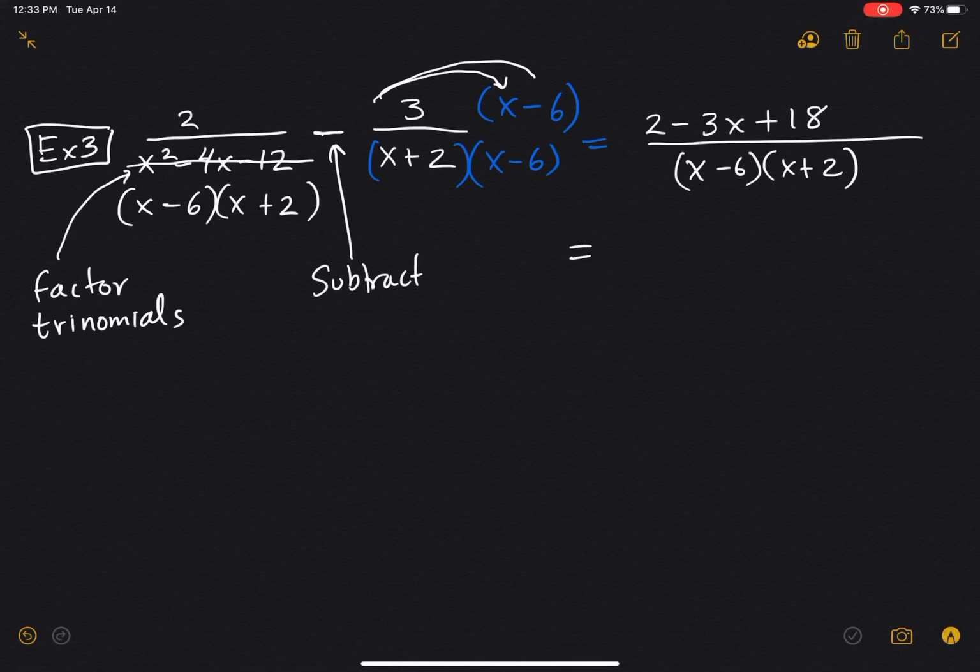And so simplifying the numerator here, we're going to get 18 and 2 makes 20. 20 minus 3x divided by x minus 6 and x plus 2. Again, the numerator can't be factored. We can't simplify this expression anymore. Whenever you can simplify, go ahead and do that. But in this case, we are finished at this point. There's nothing else we could do.